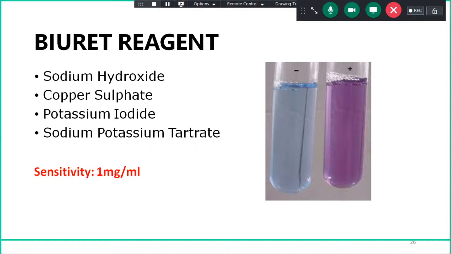Biuret reagent itself contains sodium hydroxide, which provides an alkaline medium, copper sulfate, which provides your cupric ion, potassium iodide, which acts as an antioxidant, and sodium potassium tartrate, which acts as a chelating agent and stabilizes the cupric ion. All these reagents are present in the biuret reagent, and the sensitivity of this test is 1 milligram per dl, which is good for estimating serum protein.